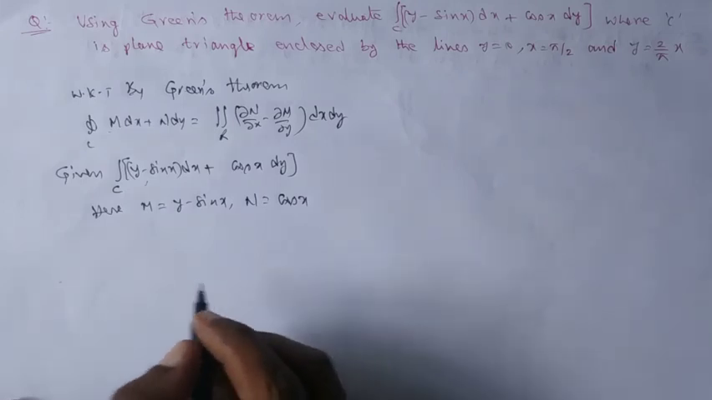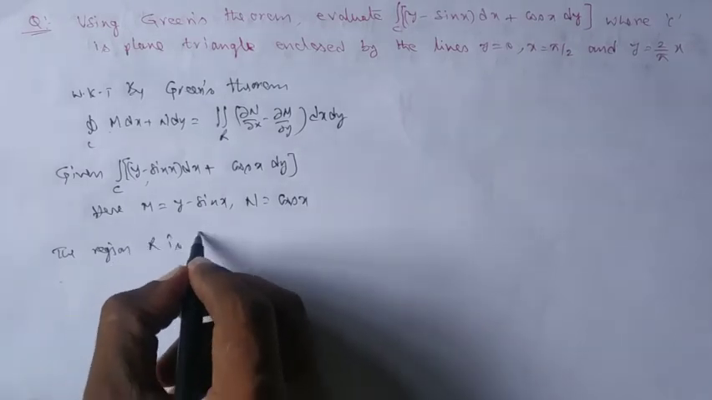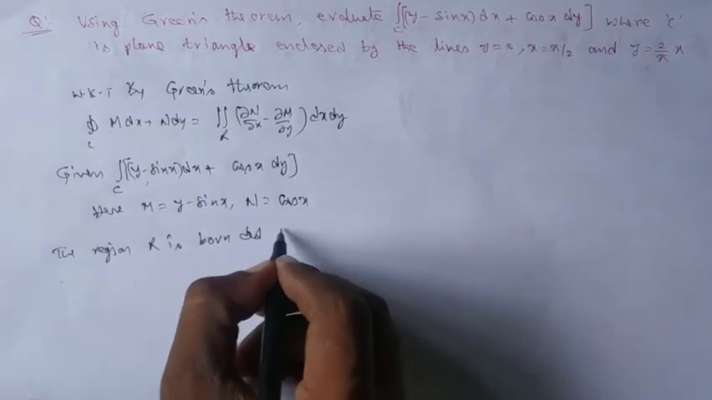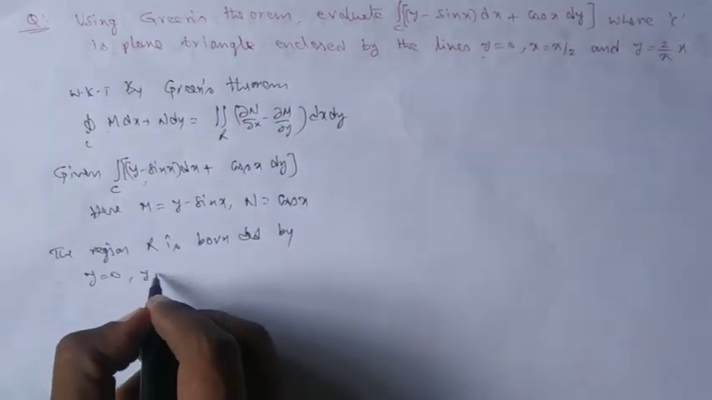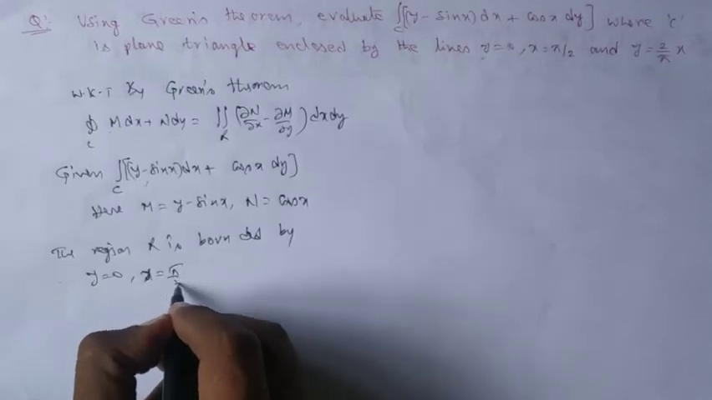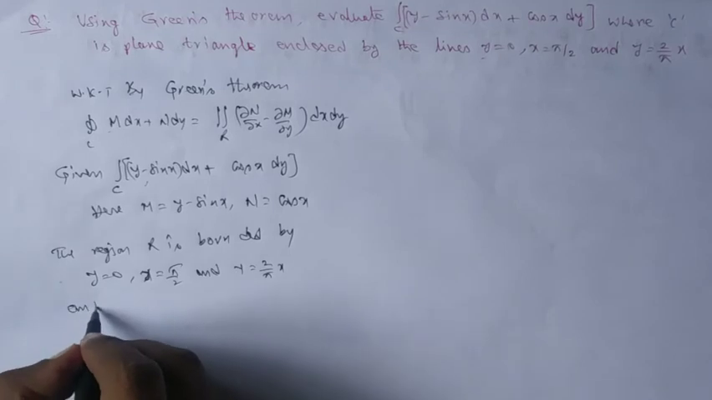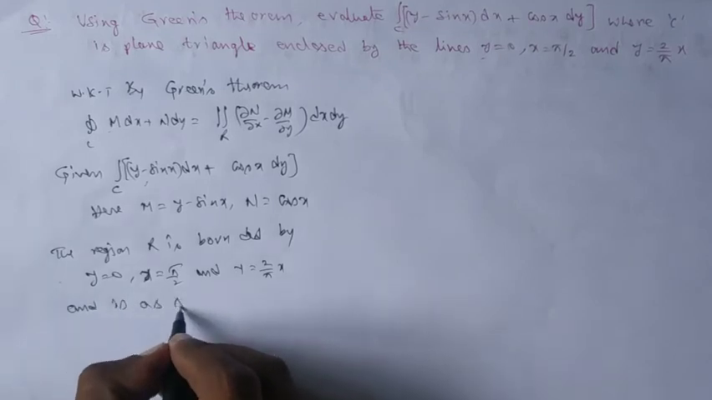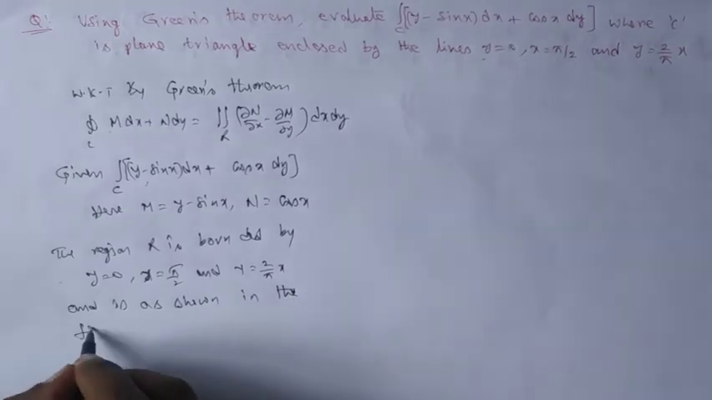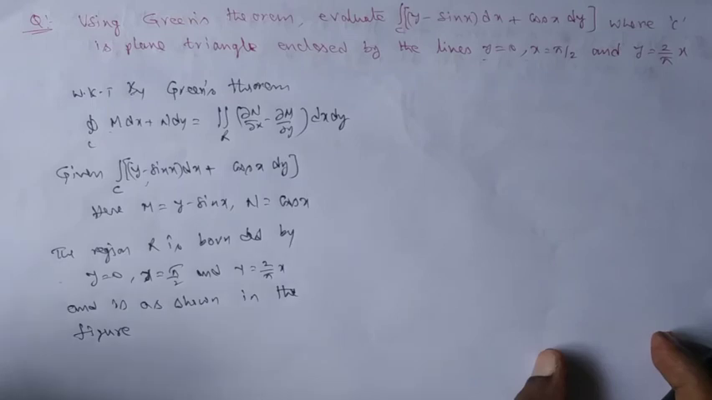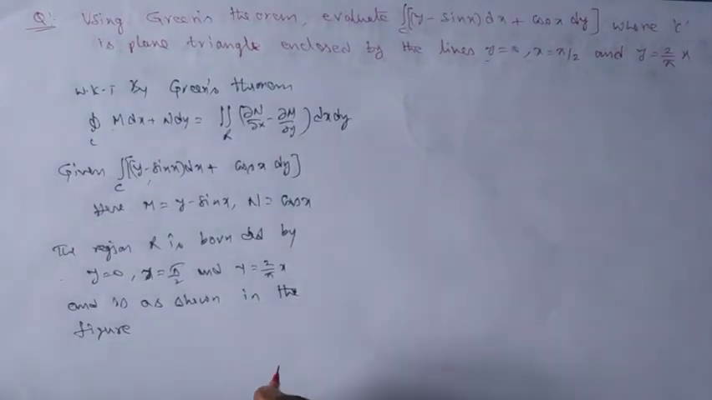The region R is bounded by, what are the lines it is given? Y equal to 0, x equal to pi by 2, and y equal to 2 by pi x, and is as shown in the figure. If you can identify the figure properly, we can easily write their limits for the integration also.